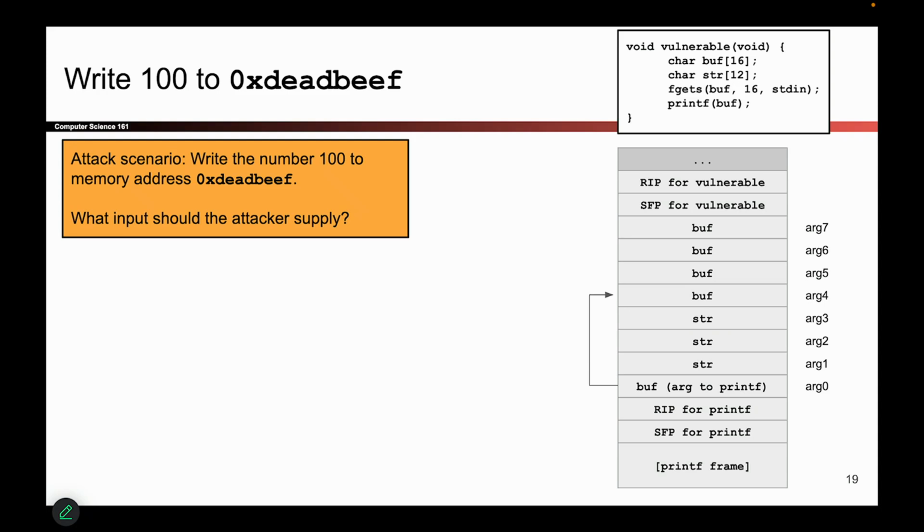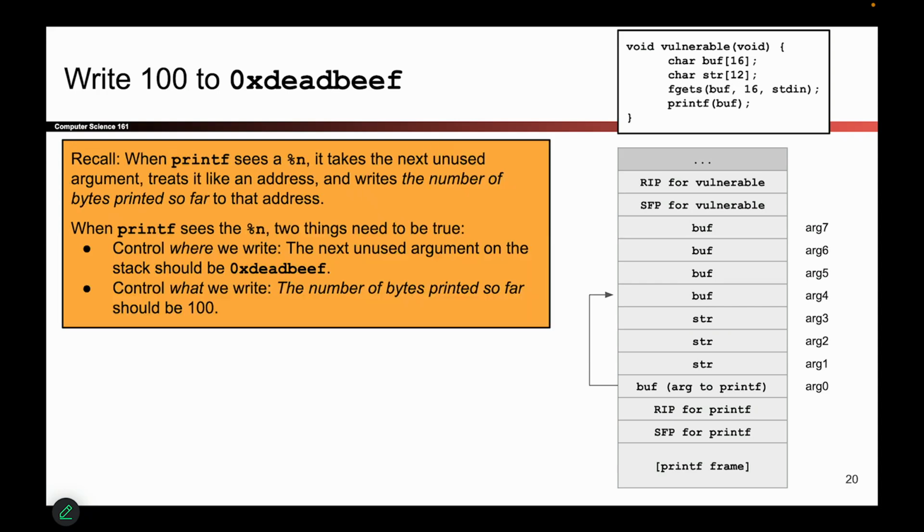OK. So with our setup all ready to go, we are now ready to start thinking about how to write 100 to dead beef. So we already know there's going to be a %n in there. %n is what lets me write values to memory. But this is the point where things get kind of tricky, because a lot of different things have to be true at the same time for this attack to work. So I kind of think of this attack like juggling. In juggling, you have to get all the balls in the air at the same time, or you have to put all these different things in the right place.